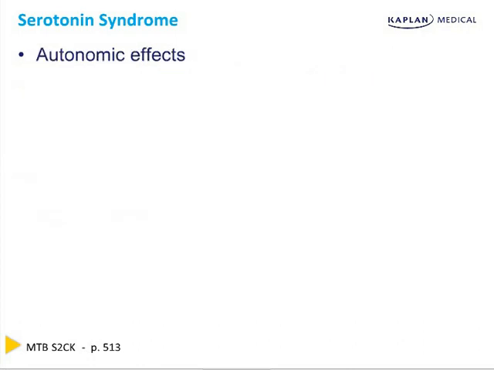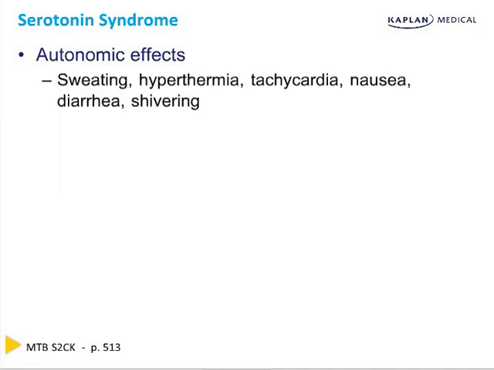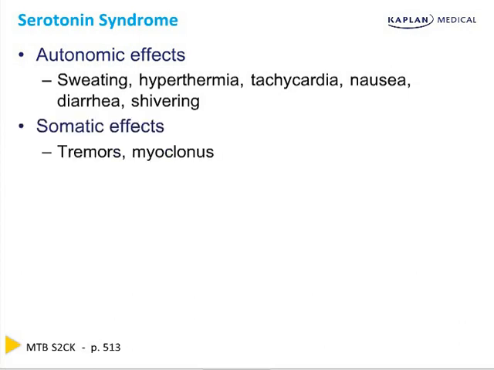Serotonin syndrome can be especially severe. Autonomically, you'd see sweating, hyperthermia, tachycardia, nausea, diarrhea, and shivering. Somatically, you'd see tremors and myoclonus. So what are you going to do to treat? You've got a patient who's hallucinating, who's sweating, whose heart rate is up, they're tremoring. So you'd say, oh, I'd want to treat those symptoms. On the exam, always pick stop the offending medication as your first step.